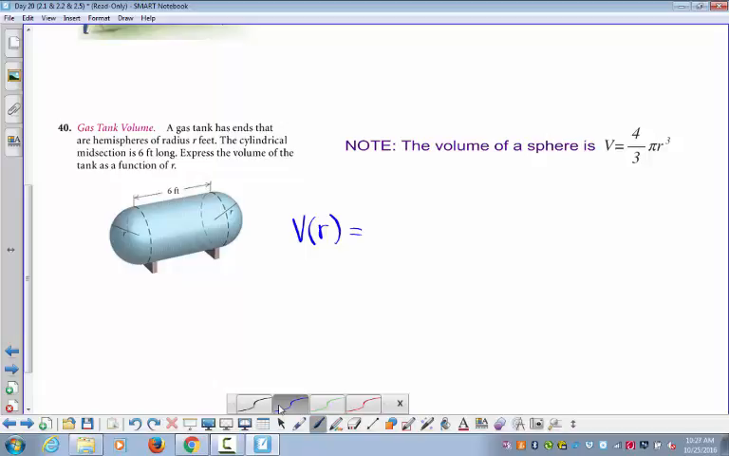It just depends. You have to get comfortable with both. So we'll take the volume of the sphere, 4/3 pi r cubed, and that's our unknown. We don't know what r is. And then we have to add the cylindrical piece. That has the same radius, so that's going to be pi r squared. That's the base of the cylinder. And then we multiply that by 6, which I'll drop in front. So now we've written the volume as a function of r.